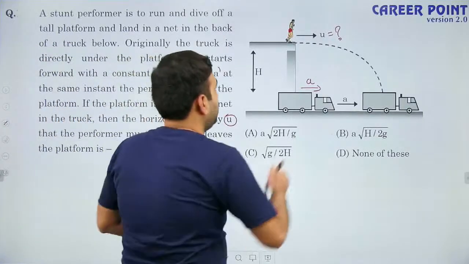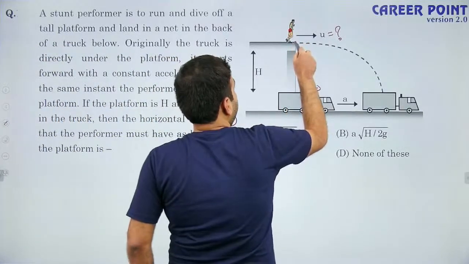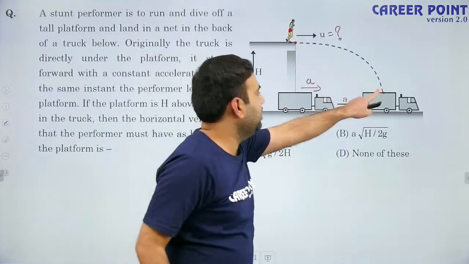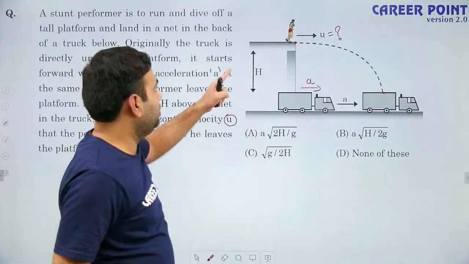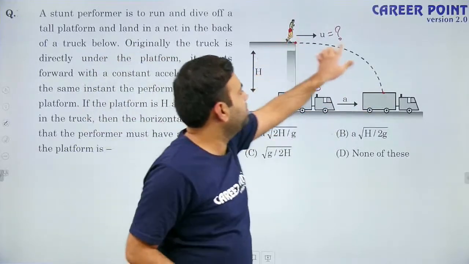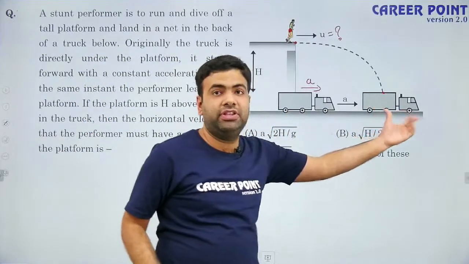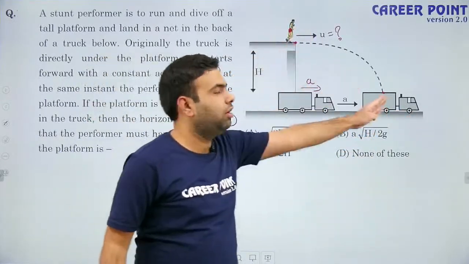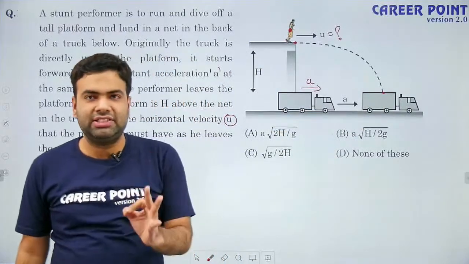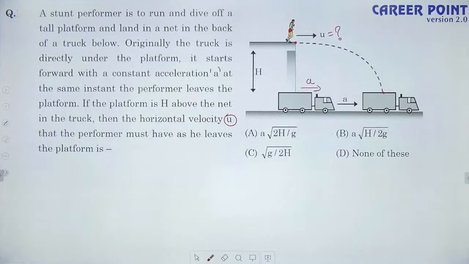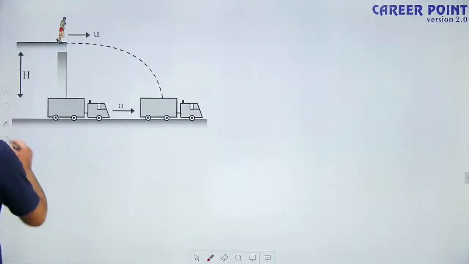Basically, from this point to this point, if the horizontal displacement of this man is the same as the horizontal displacement of this truck, the man will land on this truck. Okay, this concept you can use. Clear? Now let's solve this question.